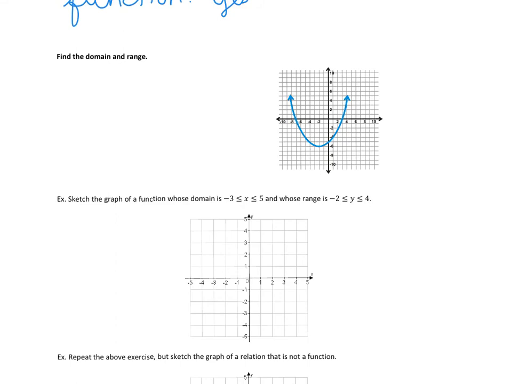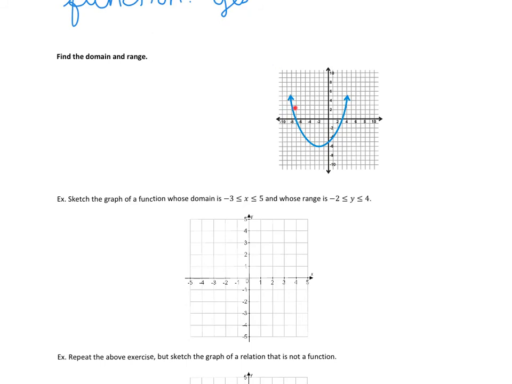The domain, this is different because now we have these arrows. And these arrows mean that our function goes on forever. If we were to extend this blue line, it would just go up and out forever. These would go up and out forever. Okay, so what's the domain and range?